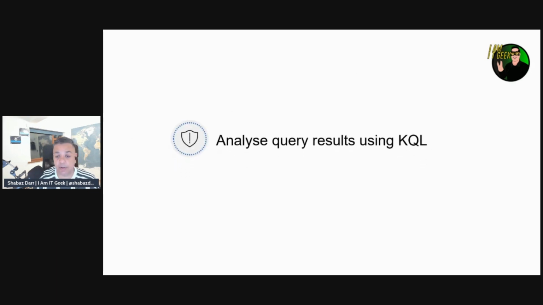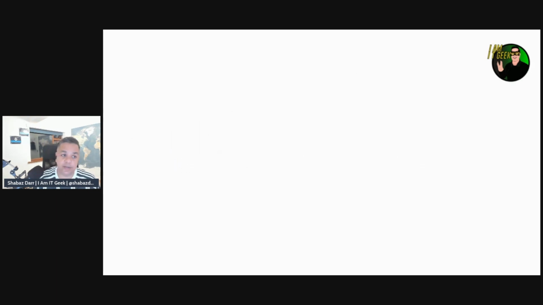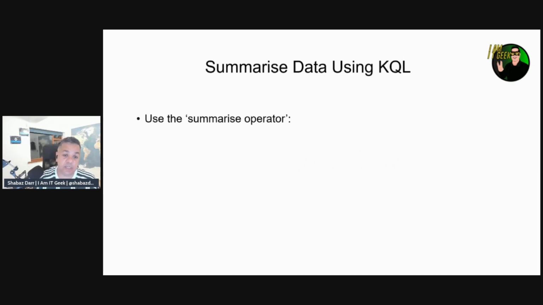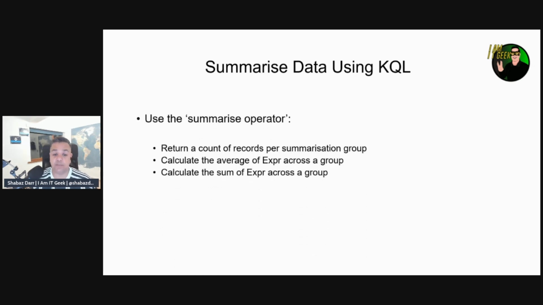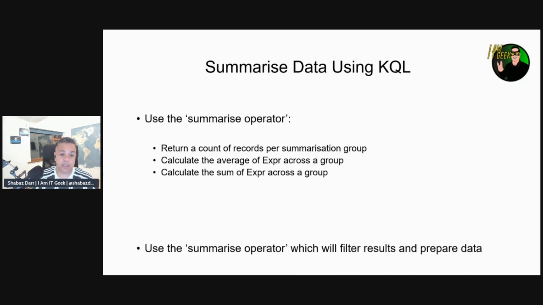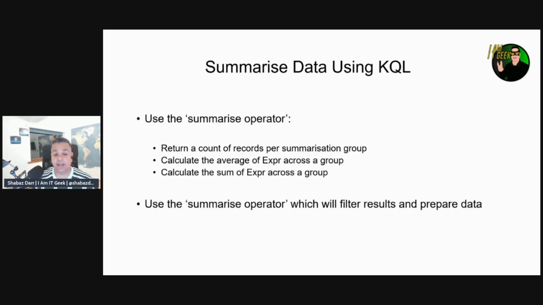Let's talk about analyzing query results using KQL now, or Kusto Query Language. Talk about summarizing data using KQL. You can use a summarize operator, and this lets you return a count of records per summarization group. It lets you calculate the average of an expression across a group, or the sum of the expression across a group. Use the summarize operator, it filters those results and prepares that data.